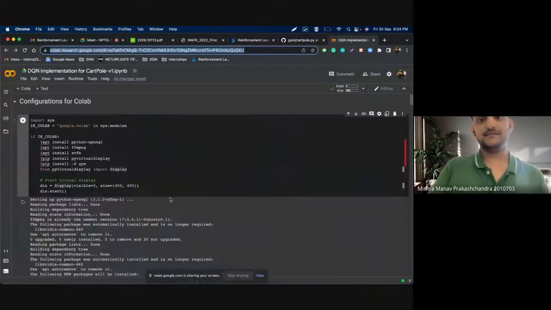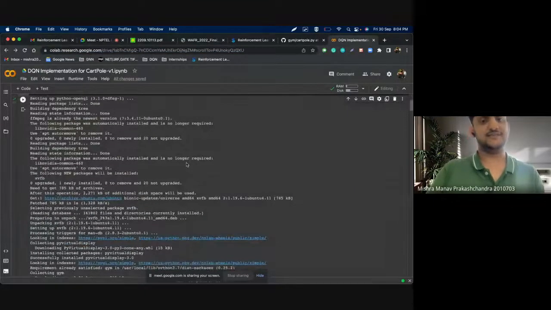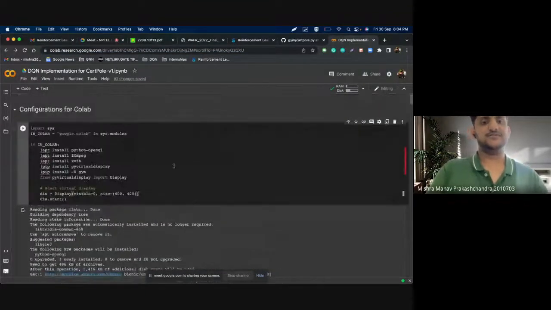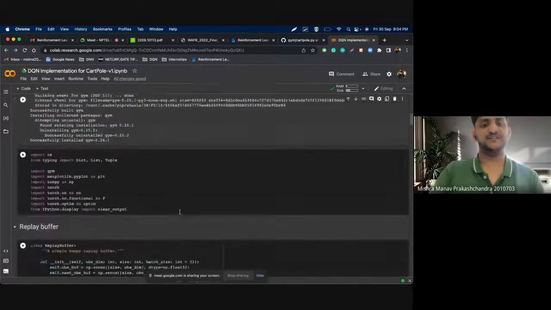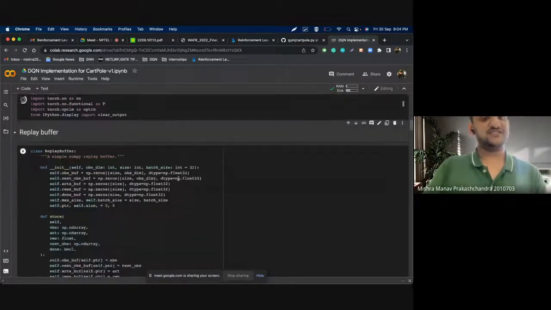Okay, so I won't run it. It will take a lot of time to execute. Since this is a notebook and it is already executed, if you execute this first block, it will download all the necessary packages that you require in order to run this code. Once you have done that, here you are calling all the necessary library functions.